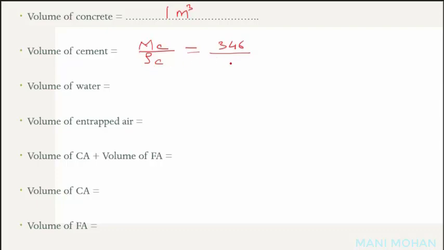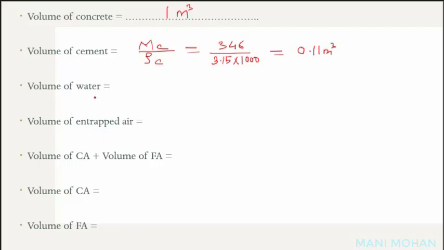So how much is the specific gravity? We can see in step 1 we have the data of specific gravity of cement. The specific gravity of cement is 3.15, into 1000. Again I'll repeat, you get the density of cement by multiplying the specific gravity of cement with 1000. So how much volume of cement is present in 1 meter cube of concrete? This equals 0.11 meter cube.